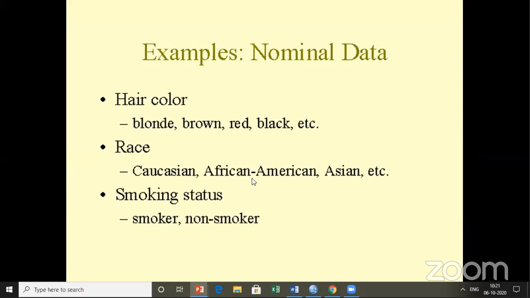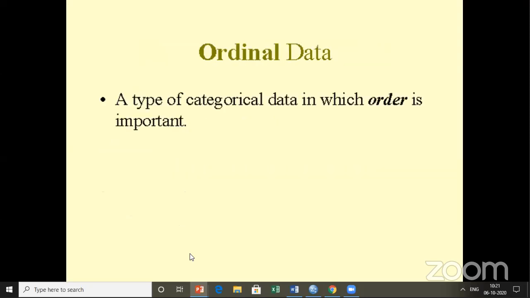In smoking status also, no preference for smoker and non-smoker, so I just give 1 and 2. Suppose I want to consider only the smoker, then I say that here a preference is there. So I give 2 to the smoker and 1 to the non-smoker, so the preference is for the smoker. So this could be ordinal under that particular context. So then you have the ordinal data.